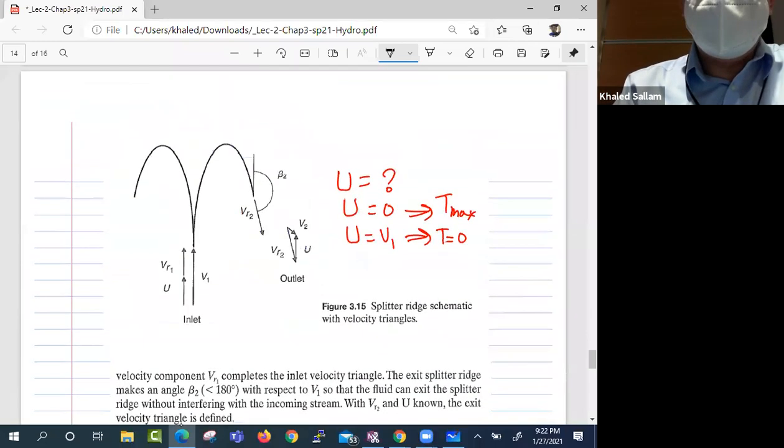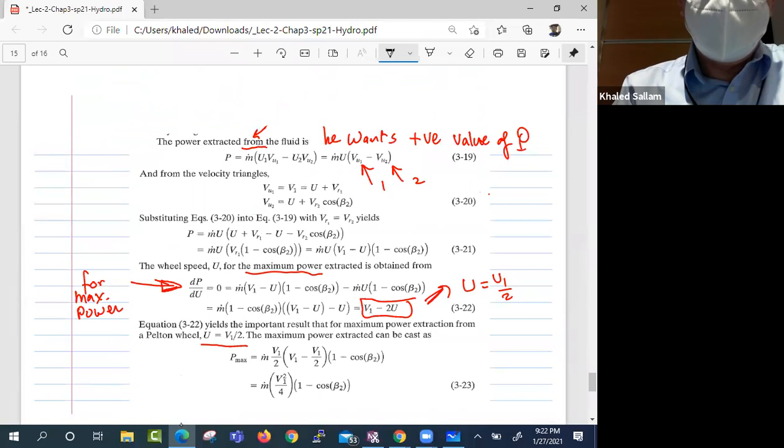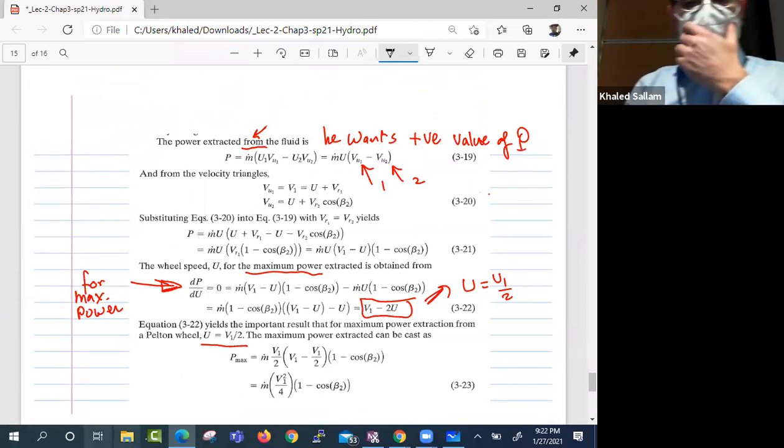Okay. So I want to solve an example. I want to show you.